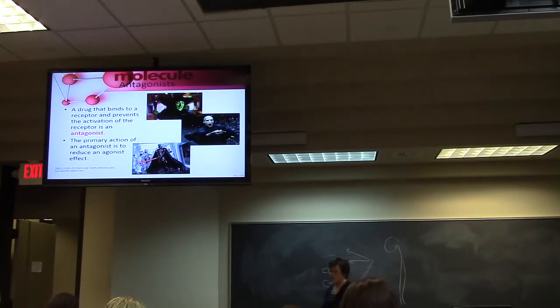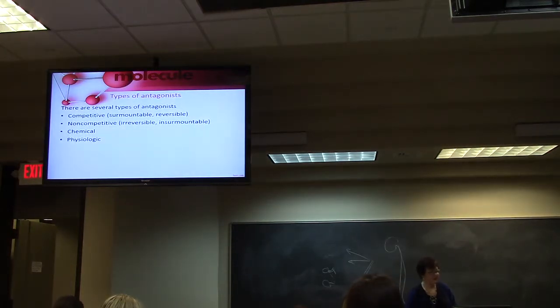What about antagonists? Antagonists we use to block or change the effect that an agonist would have. Just like an antagonist in a book or a movie, an antagonist works against and tries to thwart the activity of the agonist. Now, they're a little bit more complex, a little bit more interesting molecules to look at. There are several different types. We'll put them into 4 categories: competitive, non-competitive, chemical, and physical.